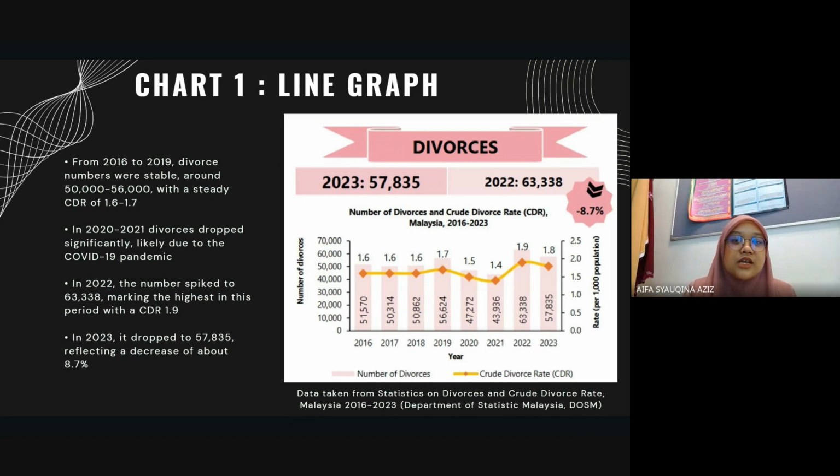Next, I will present our first chart, which focuses on the divorce trend over the past 9 years. Displayed here is a chart showing the number of divorces and the crude divorce rate, or we call it CDR, in Malaysia from the year 2016 to 2023. This data is taken from the Department of Statistics Malaysia.